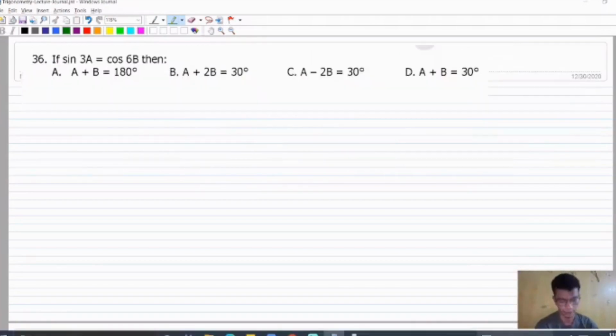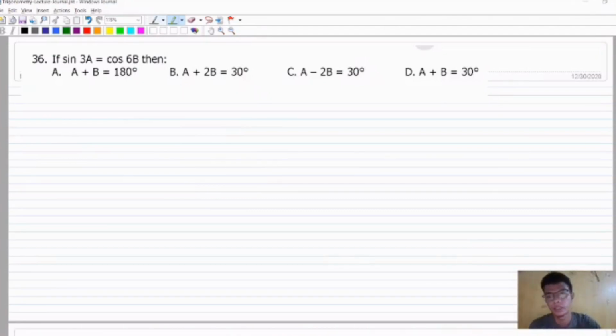Number 36. So if sine 3a is equal to cosine 6b, then itong problem naman na to ay nag-i-involve ng mga co-function ng trigonometry. So ano yung sinasabi nating co-function?